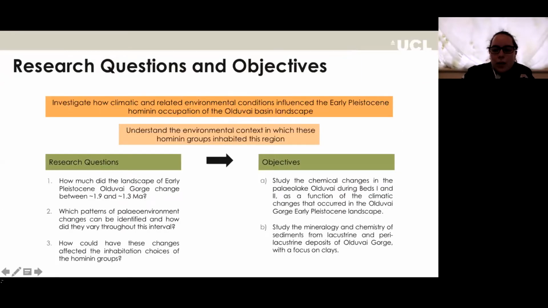The overarching question that this project aims to investigate is whether it is possible to establish how the Olduvai Basin landscape was occupied by different early Pleistocene hominins, and therefore it is fundamental to understand the environmental context in which these hominin groups inhabited this region by investigating, for instance, how much this landscape changed and which patterns of paleo-environmental changes can be identified and how they varied.